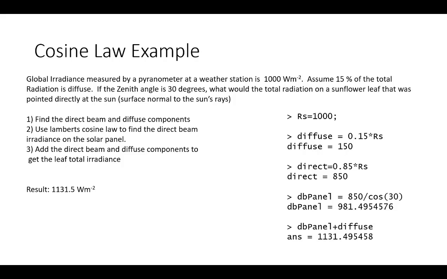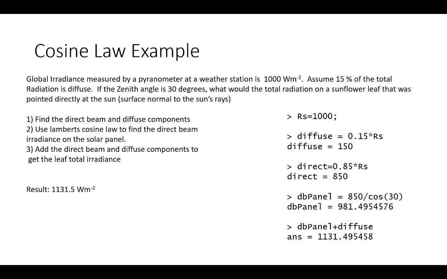Let's say we have a pyranometer at a weather station that's given us 1,000 watts per meter squared. And let's assume that 15% of the total radiation is diffuse. If the zenith angle is 30 degrees, what would the total radiation be on a sunflower leaf that was pointed directly at the sun? That is, its surface is normal to the sun's rays, right? Let's just pretend it's angled directly at the sun, like a perfect solar panel, all right?